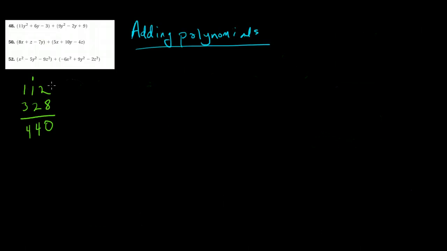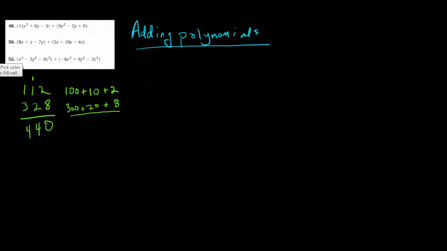Another way of looking at that would be to understand the 112 in terms of its component parts, right? 100 plus 10 plus 2, and the 328 would be 300 plus 20 plus 8. And then again, we would line those up and add them straight down, and we would end up with the same result. Well, adding polynomials is very similar to that.